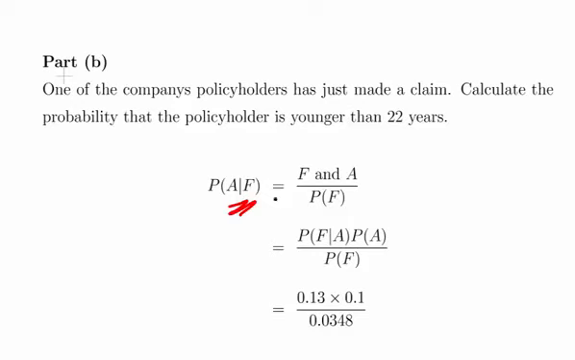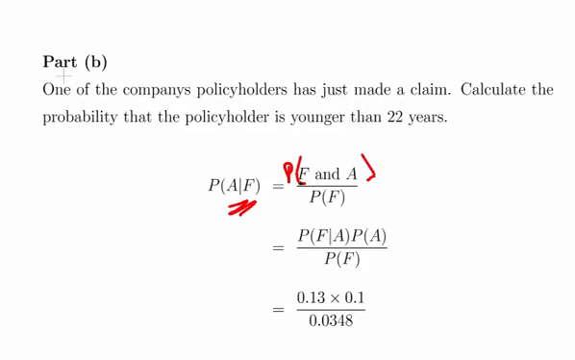Okay, so we are given the event that the policyholder has just made a claim, and what we are asked to do is calculate the probability that the policyholder is younger than 22 years. The policyholder is in Group A. So it's worth taking a few moments just to have a think about that. So what we're asked here is the probability of A given F, which is the probability of F and A divided by the probability of F. We've just found that out already. So this is the conditional probability formula again.